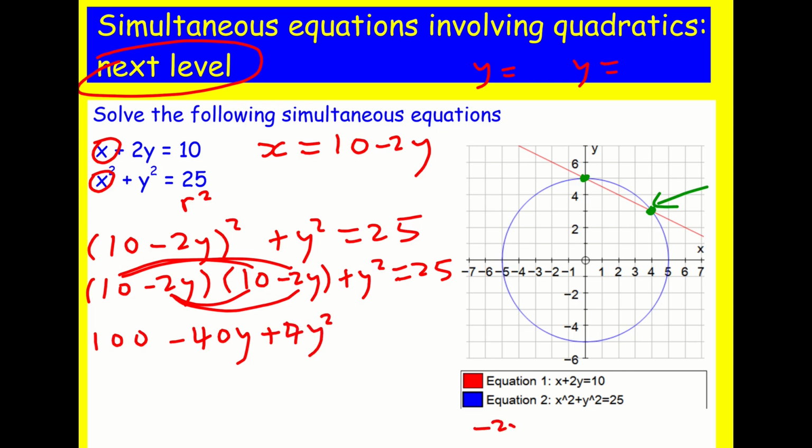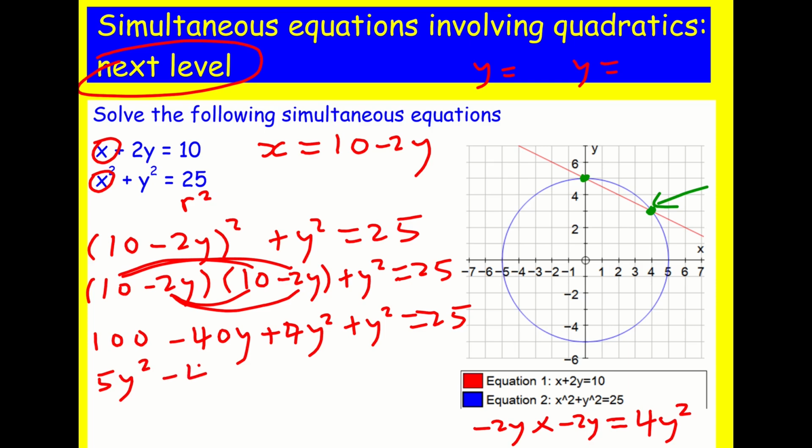Let's just take a moment to remind ourselves about that, because what I'm doing is multiplying the numbers together, minus 2 times minus 2, which gives me 4, and then I'm multiplying the y's together. Absolutely fine to do that. And then I still need to add a y squared and set it equal to 25. Okay, we're getting there. Now I combine like terms, so I've got 5y squared minus 40y plus 100, but in the same go, I'm going to minus 25 from both sides. So it's going to become plus 75 equals 0. Why have I done that? Because I'm always trying to get my quadratic equal to 0. Then I can solve it.